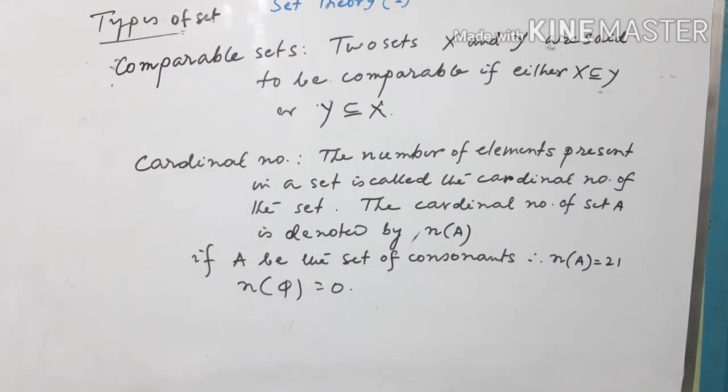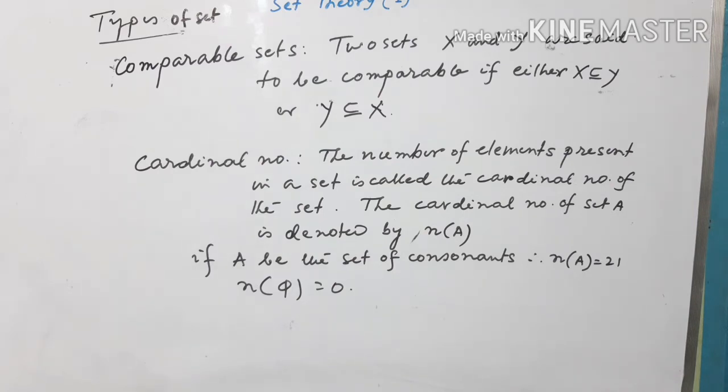Now here is the definition of comparable sets. Two sets X and Y are said to be comparable if either X is contained in Y or Y is contained in X. Clear? So if X is a subset of Y or Y is a subset of X, then the two sets X and Y are said to be comparable.